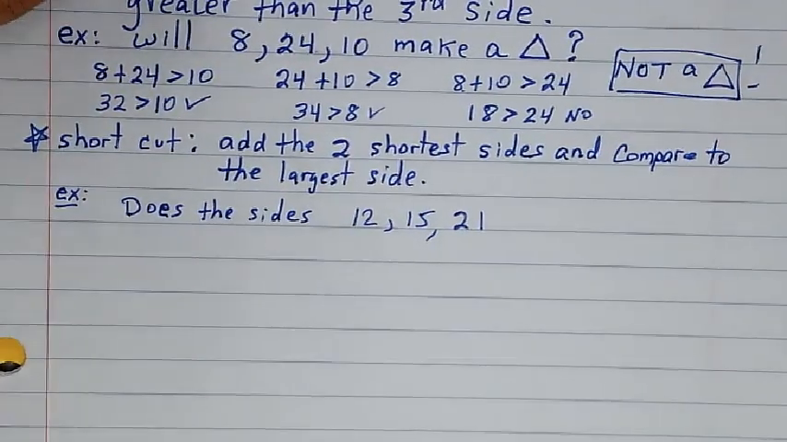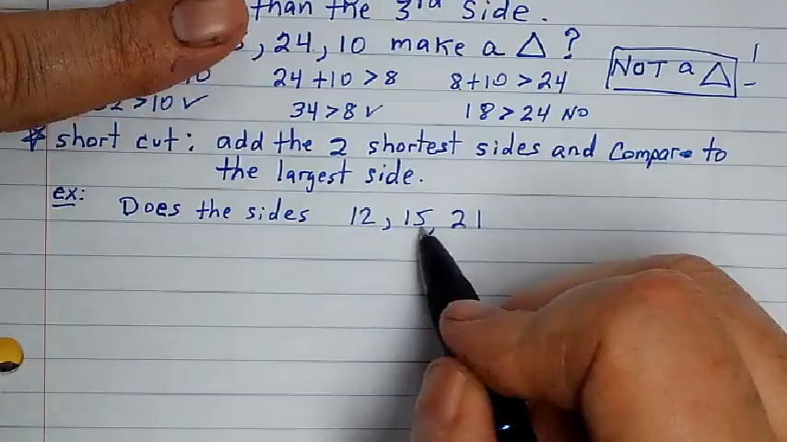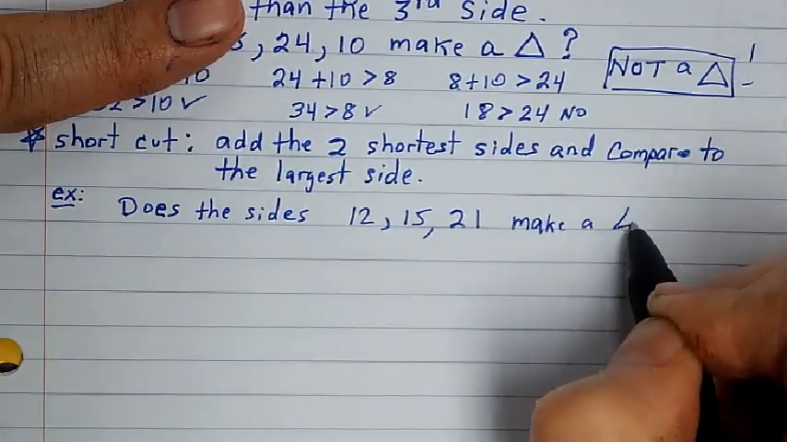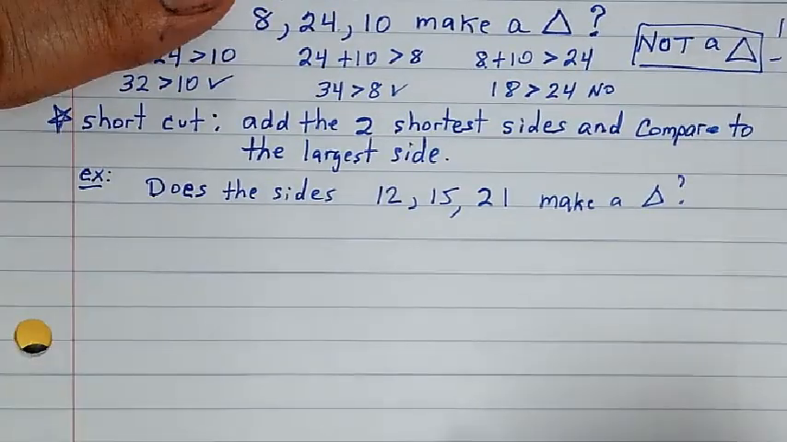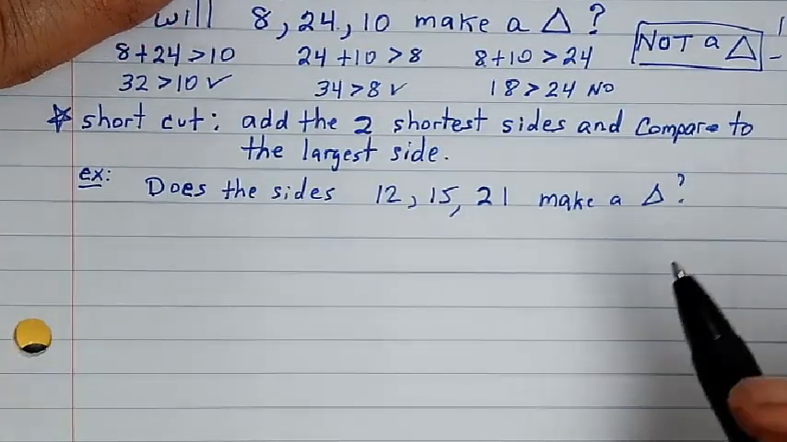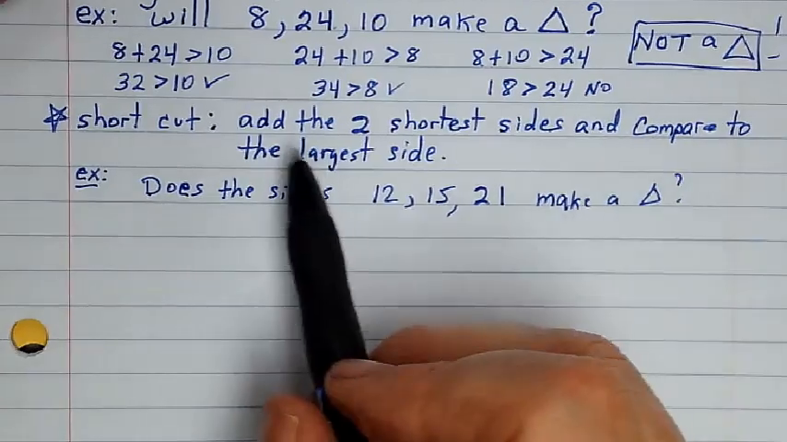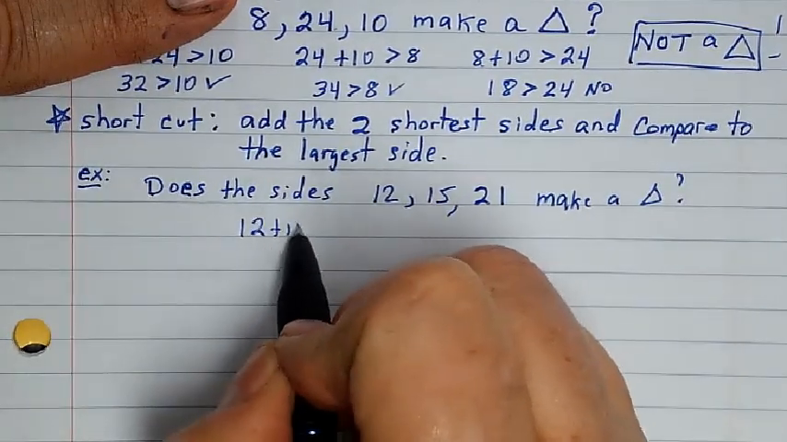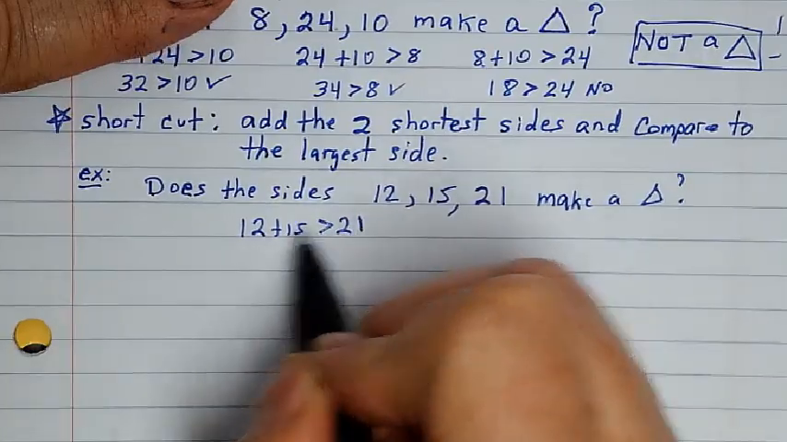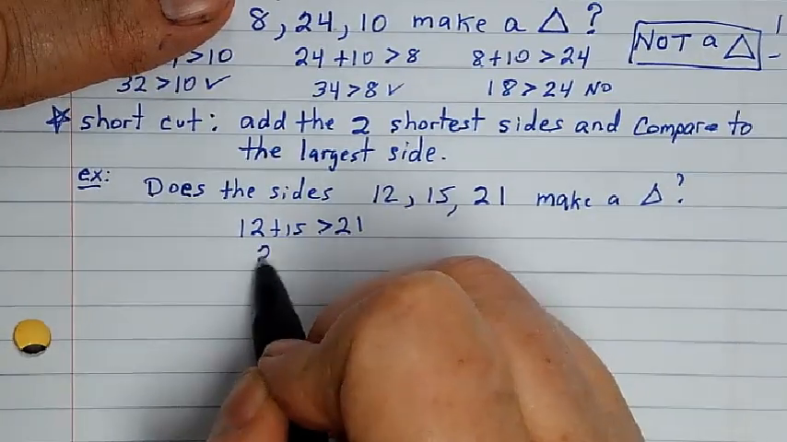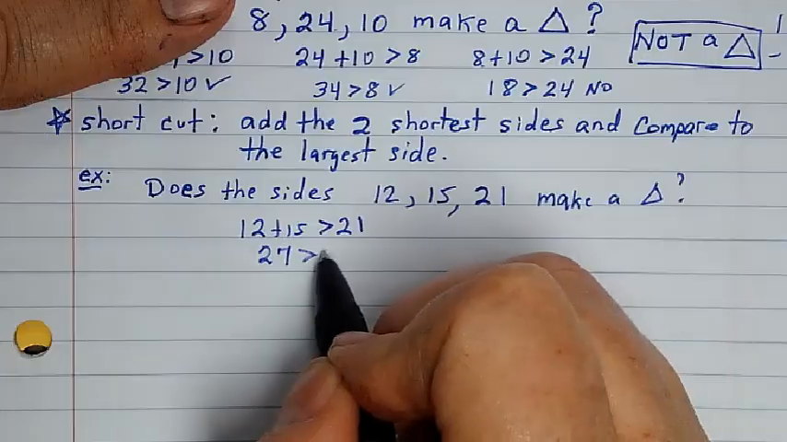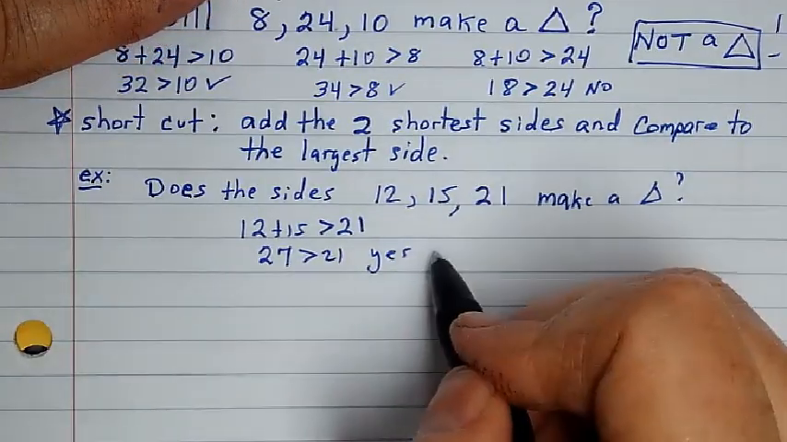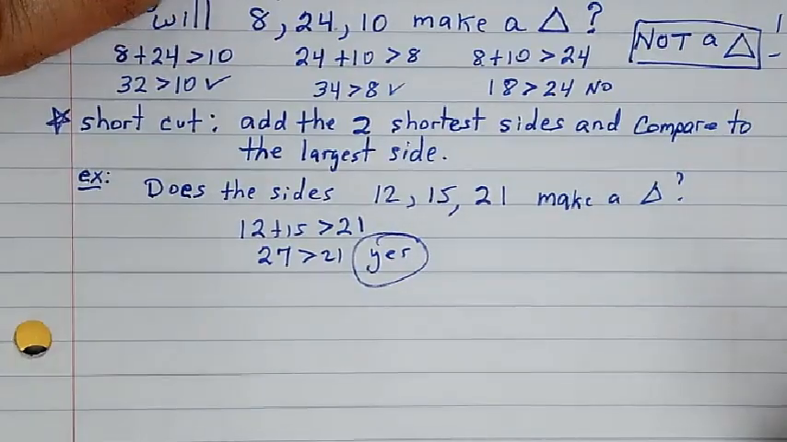Now, question. Does the sides 12, 15, and 21 make a triangle? What's the shortest, fastest way? Add the two. Yeah. What's the two shortest sides? 12 plus 15. And make sure it's greater than 21. What's 12 plus 15? 27. Is 27 greater than 21? That's a yes. So the answer is yes. Because that's true. There you go.